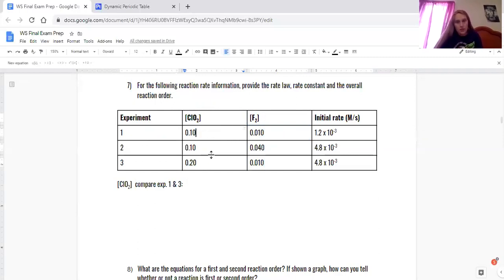Okay, so we see that from 1 to 3, it does not change for F, that's why we're using that. And then we're going to look from here to here. So it doubles here, okay? And we're going to look over here, and we see that that quadruples. So 2 times, 4 times. So what is that? That is going to be 2 to the x.